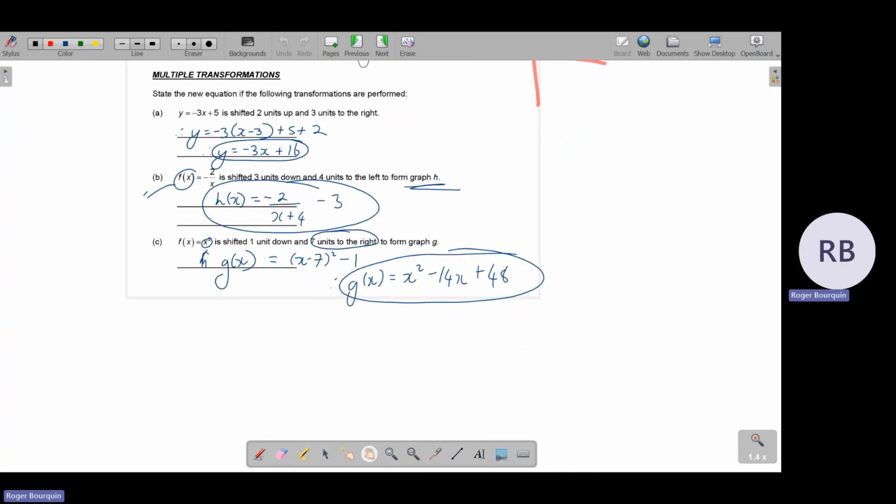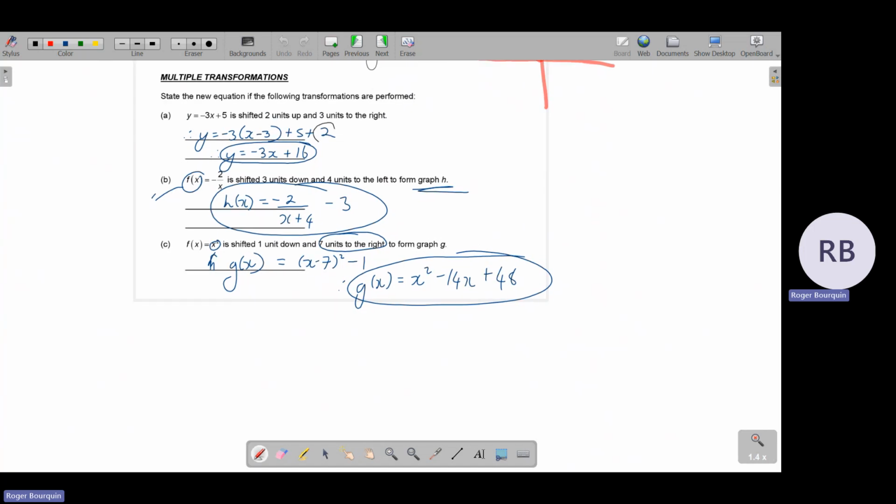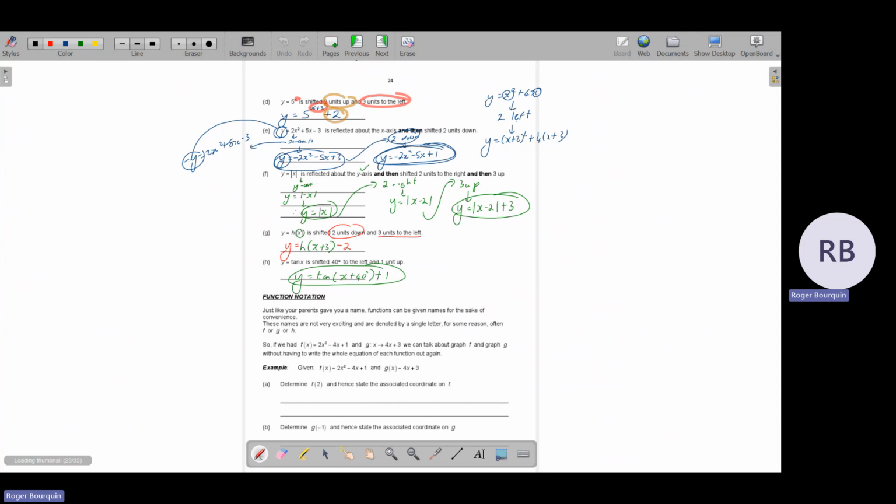Okay, if you do a double shift, so you're going to take that graph and move it 2 units up, I add 2 to the end, right? If I want to move it 3 to the right, change that x into x minus 3. So then we just combine the whole things, and then we did the same thing over here.